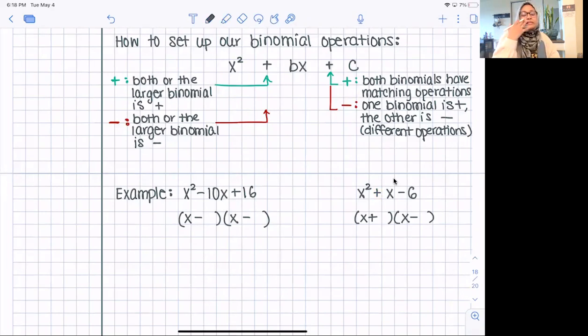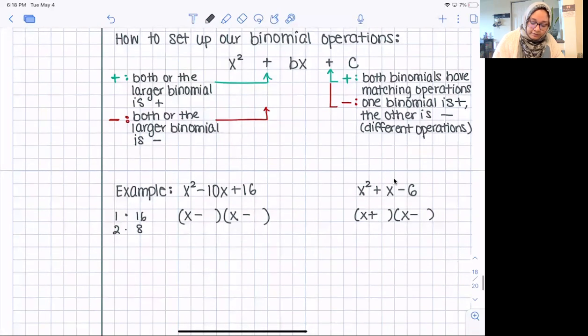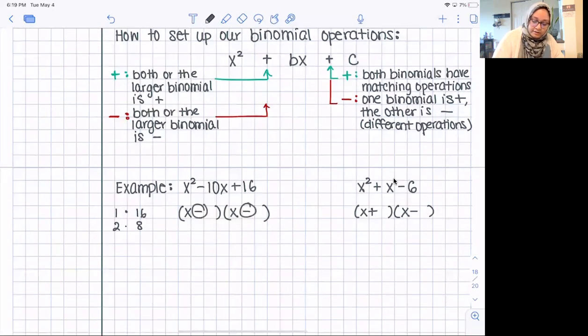What factors of 16 give us 10? Okay, so I can do 1 times 16, 2 times 8. Oop, if they're both negative, right? Because these are both negative. Well, negative 2 minus 8 gives me negative 10. So 2 and 8 are going to be my factors here.